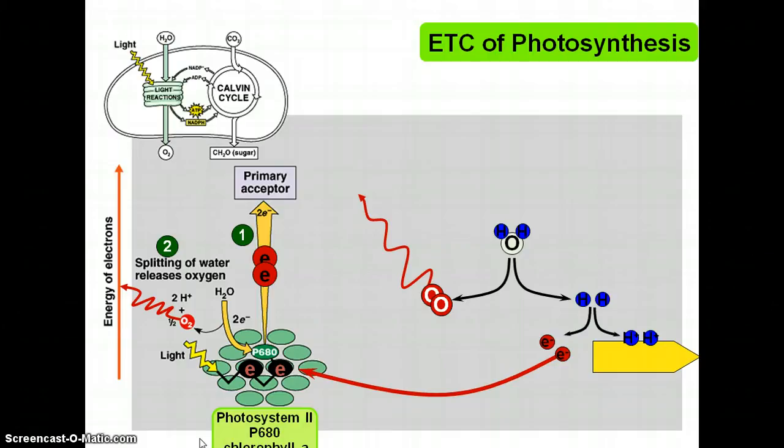Those hydrogen protons, just to remind you, are going to end up in the thylakoid space in order to make and generate a chemiosmotic gradient that will be used by that ATP synthase pump in order to phosphorylate ADP to ATP.